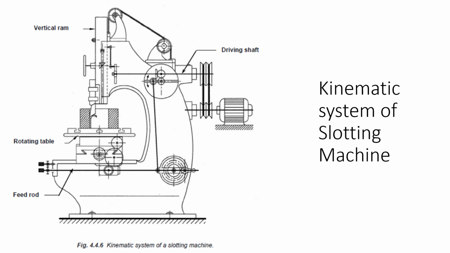Like the shaping machine, in the slotting machine also the fast cutting motion is imparted to the tool and the feed motion to the job. In the slotting machine, in addition to the longitudinal and cross feeds, a rotary feed motion is also provided in the work table. The intermittent rotation of the feed rod is derived from the driving shaft with the help of a 4-bar linkage as shown in the kinematic diagram.